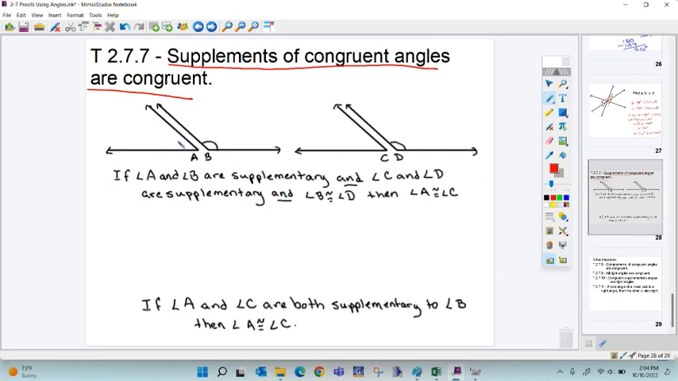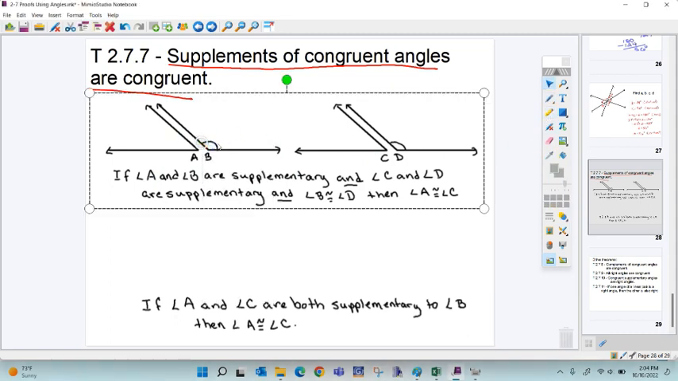So in other words, if A and B are supplementary, and you know that angle C and D are supplementary, that means that if I added A and B, I'd get 180. If I added C and D, I'd get 180. And B is the same, or B is congruent to C, meaning that this one and this one have the same number of degrees, then our conclusion would be that this A and this C have to also be congruent.